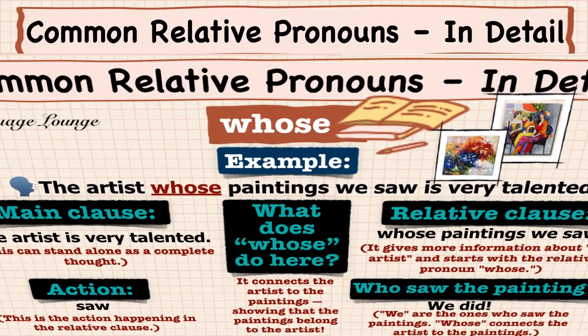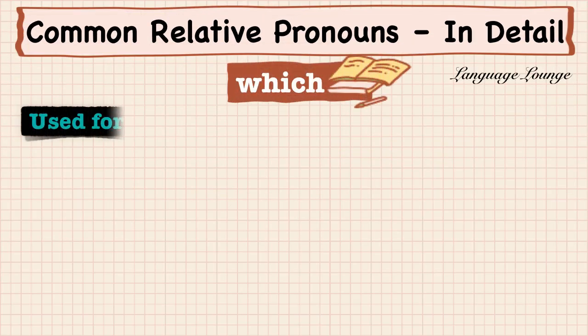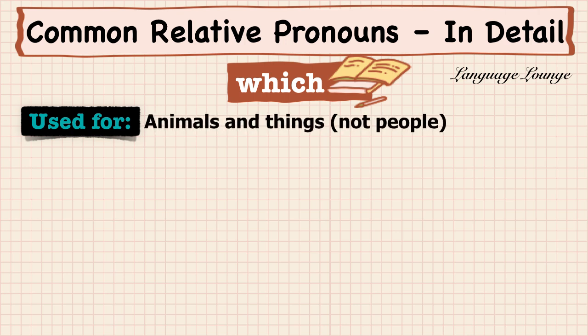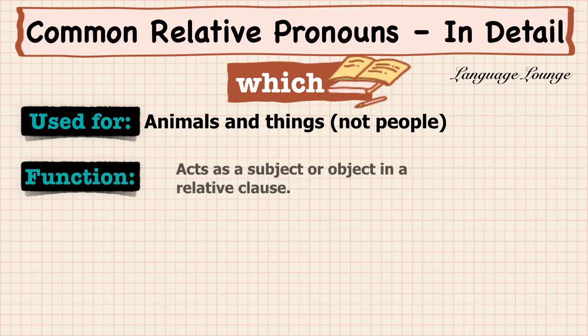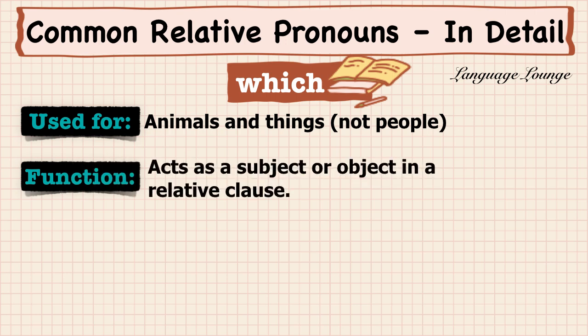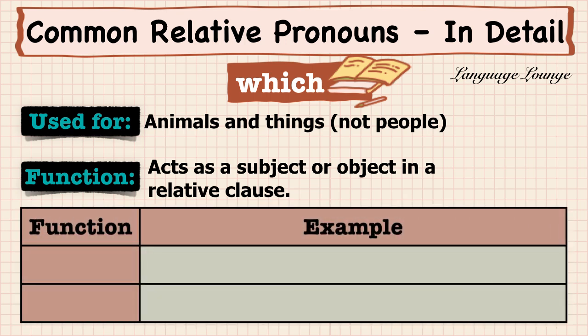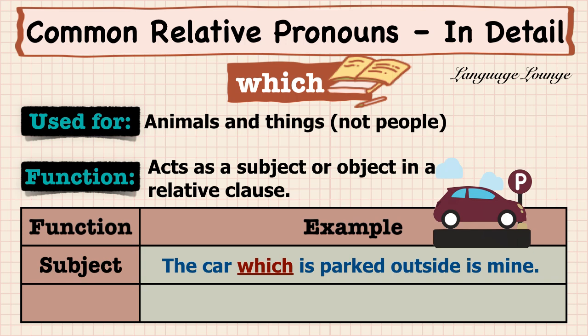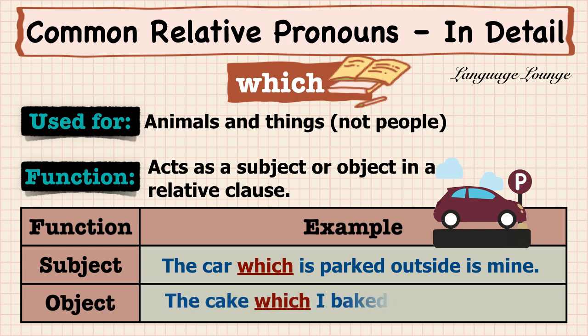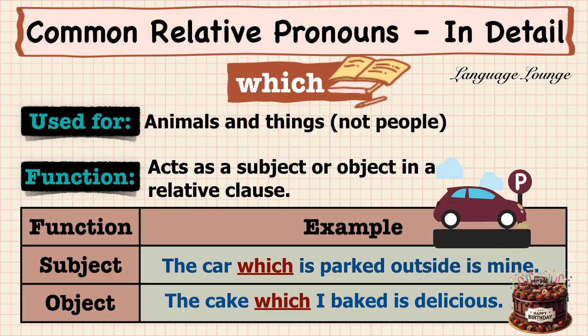Let's talk about which. We use which for animals and things, never for people, alright? Now, what does which actually do? It can be the subject or the object in a relative clause. Let's check out 2 quick examples. Say them with me. Subject: the car which is parked outside is mine. Object: the cake which I baked is delicious.